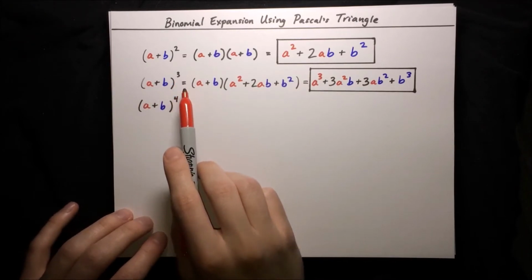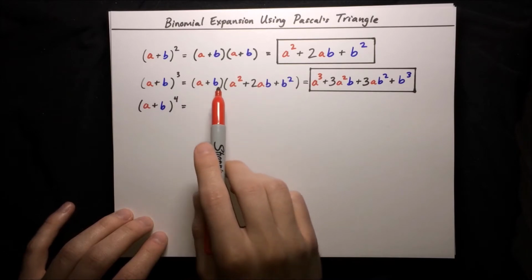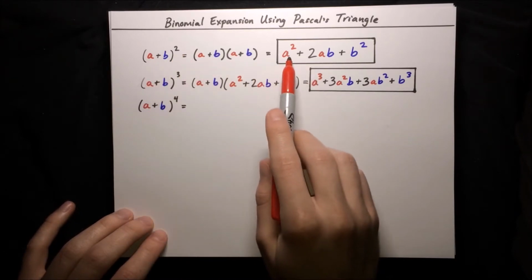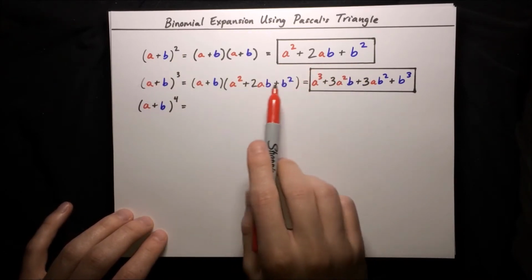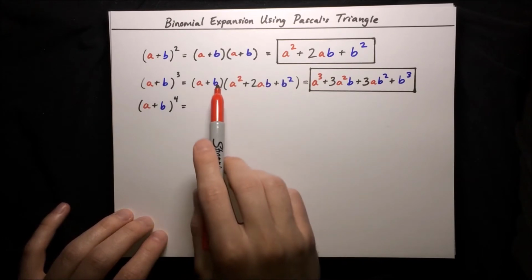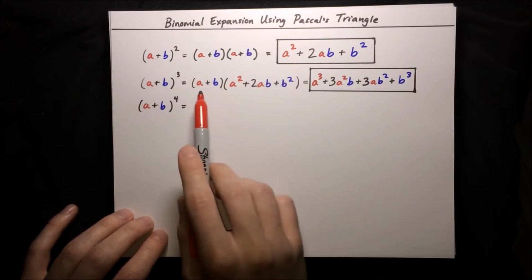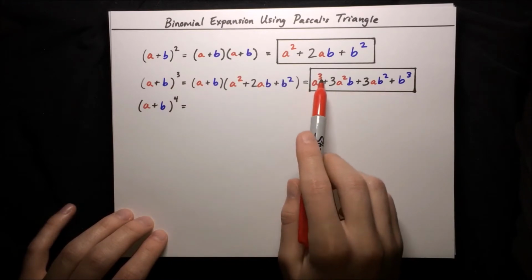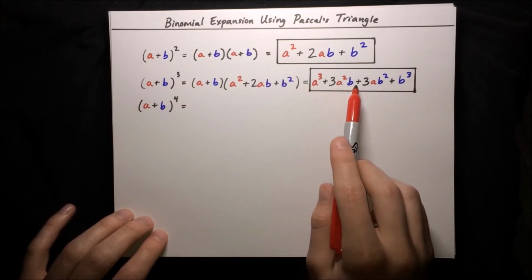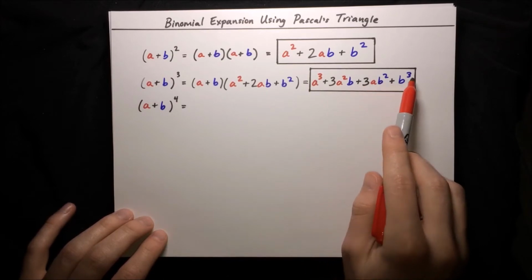We could do this again by multiplying it out. Using our result earlier, a plus b squared is just a squared plus 2ab plus b squared. So if we multiply that by a plus b, we'll get the expansion for a plus b to the third. And when you do that multiplication, you get this expansion, a to the third plus 3a squared b plus 3ab squared plus b to the third.